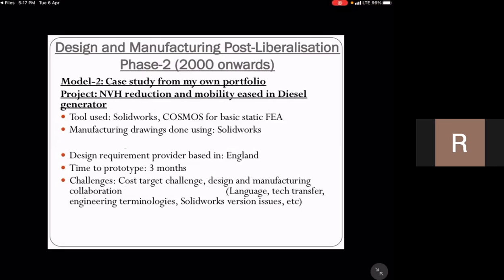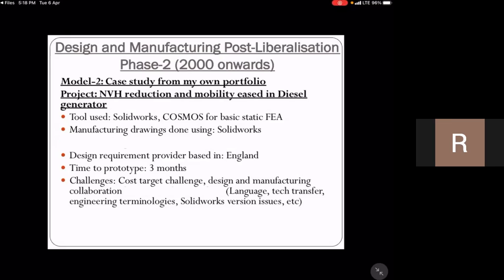So we did that. And the main reason this customer wanted mobility increased in this generator was, he felt that the current generators were difficult to move within the premises of an office or a community as such. So he wanted a solution where he could just mount this generator on, let's say, a load carrying pallet truck, and he could just move it anywhere. Again, the tool used for designing is SolidWorks.